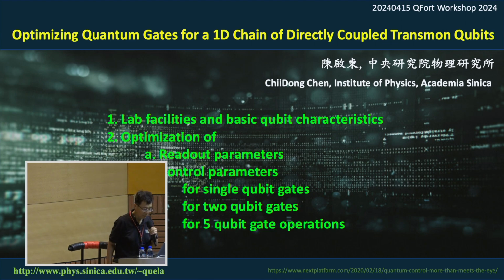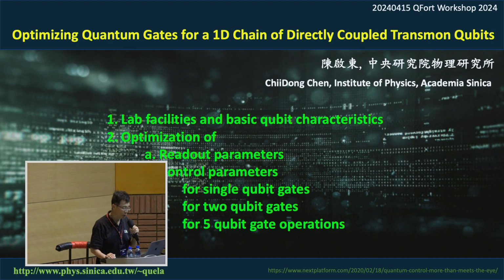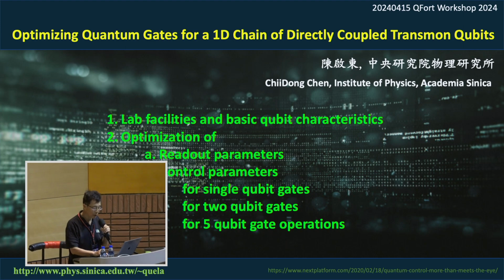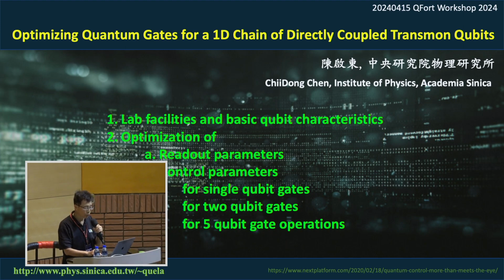So my talk will be much more engineering, and we are working very hard toward a 5-qubit quantum computer, and so my talk here will be about an optimization of the quantum gates for a 1D chain of 5-qubit system. And so the first part will, of course, say a little bit about our lab facilities and basic qubit characteristics and so on.